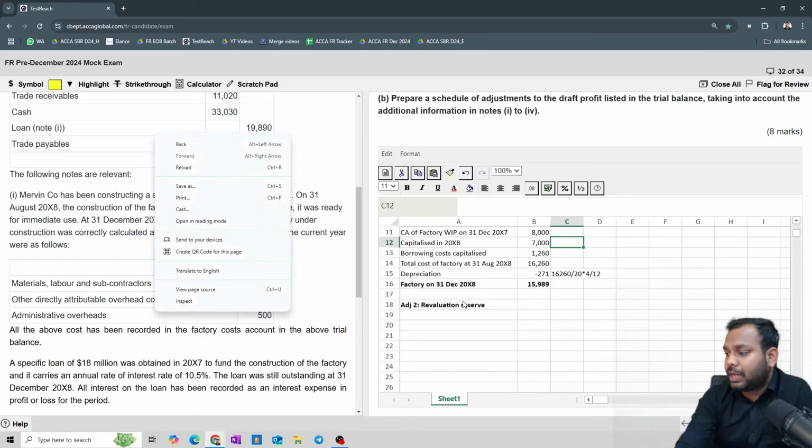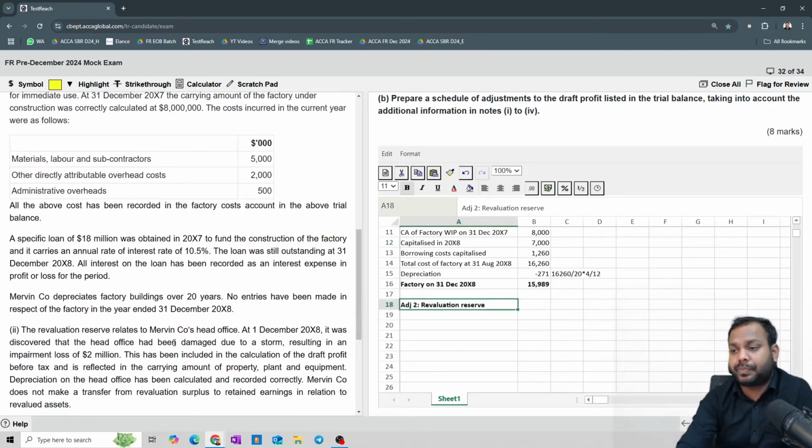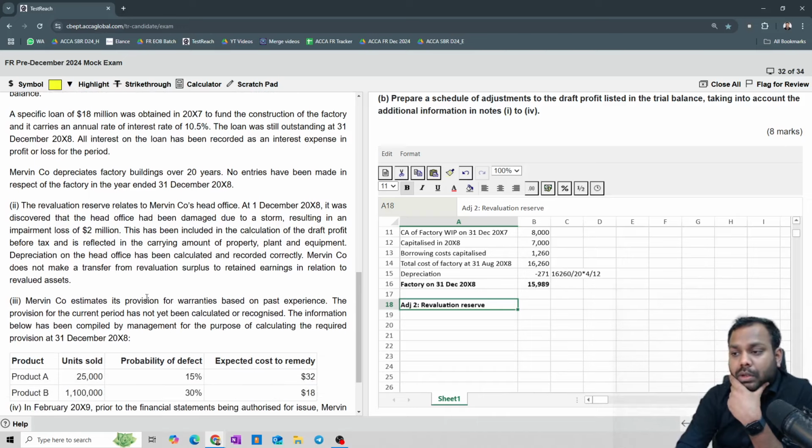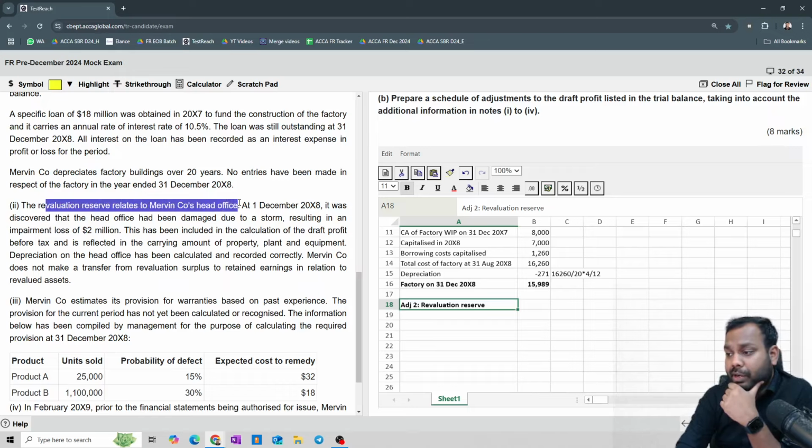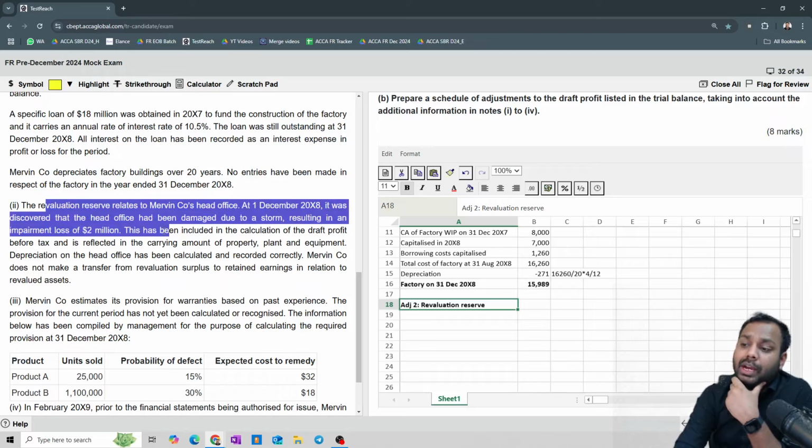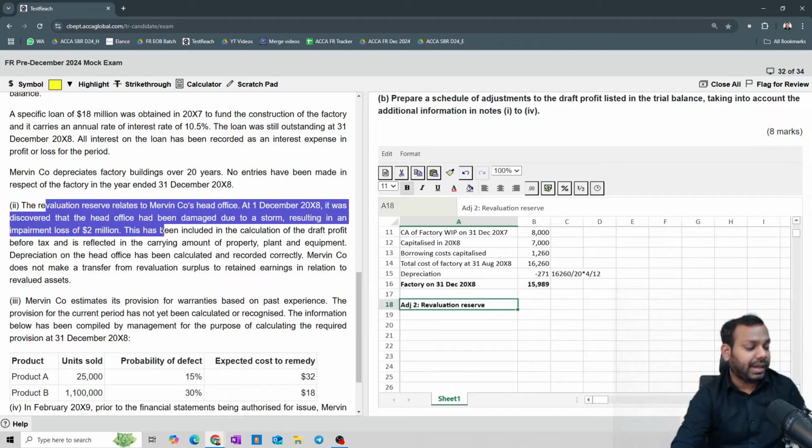Okay, now revaluation reserve. The revaluation reserve relates to Mervyn Company's head office. At 1st December 2008, it was discovered that head office has been damaged due to storm, resulting in an impairment loss of 2 million.